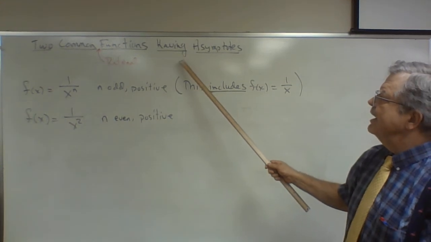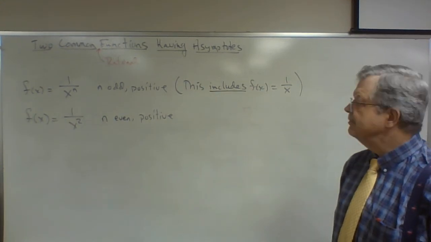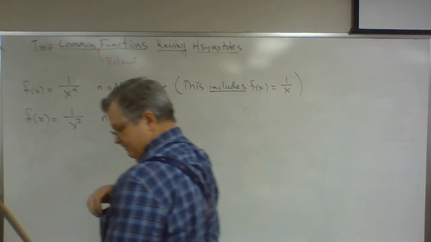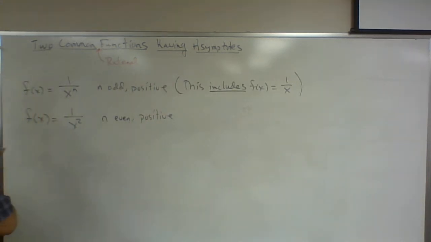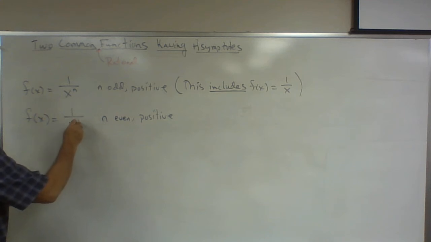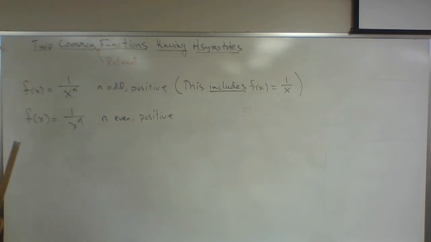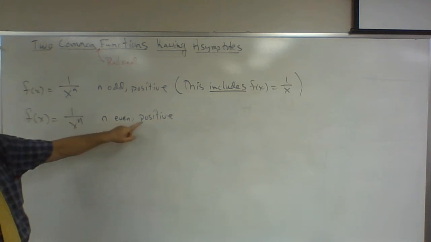Let's take a look at some common functions having asymptotes. Before I get too far into this, let me just correct the second one. Both functions are 1 over x to the n. In the first case, n is odd and a positive number, so 1 over x raised to a positive power, where n is an odd number. The other is 1 over x to the nth power, where n is an even positive number.